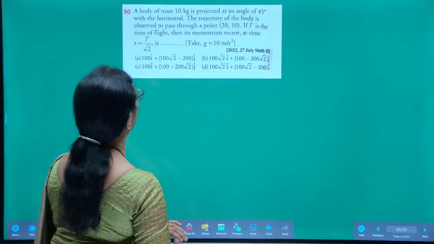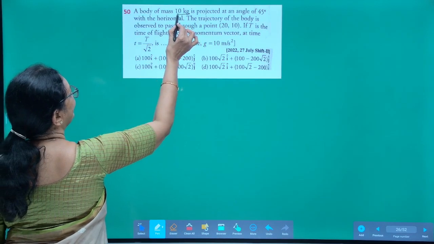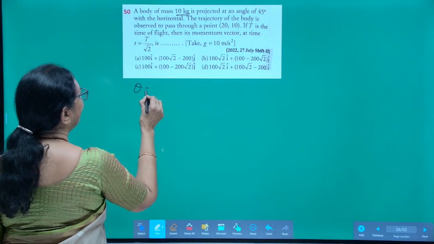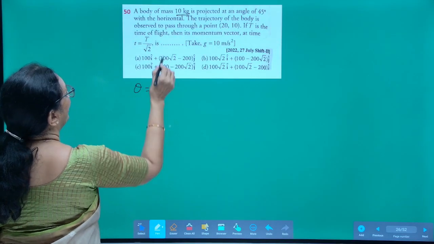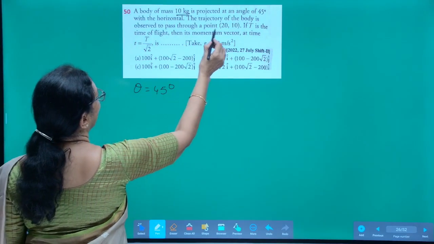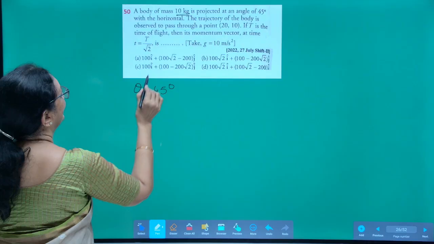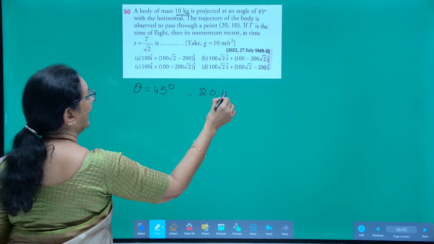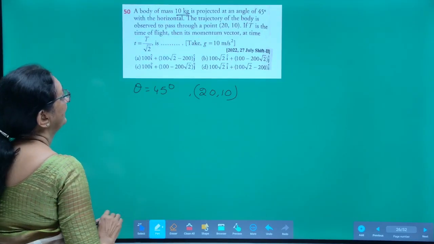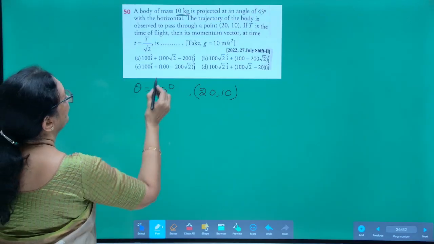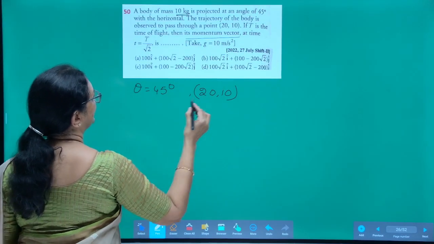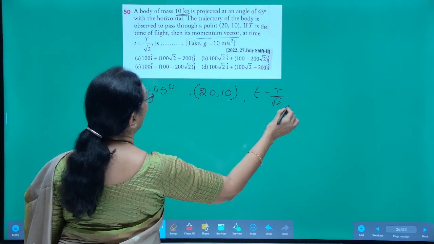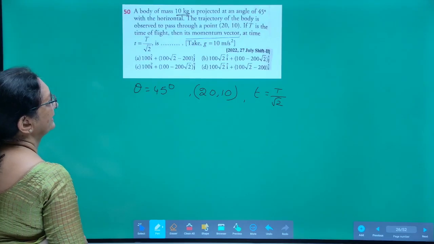Now, look here. This is an interesting problem. A body of mass 10 kg is projected at an angle of 45 degrees with the horizontal. The trajectory of the body is observed to pass through a point (20, 10). If T is the time of flight, its momentum vector at time T is equal to capital T by root 2, where T is the time of flight.